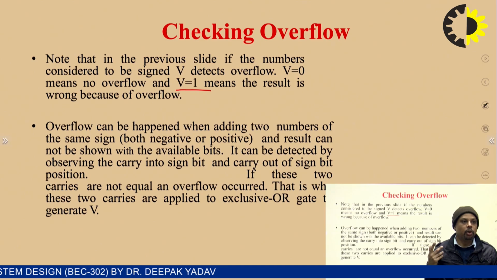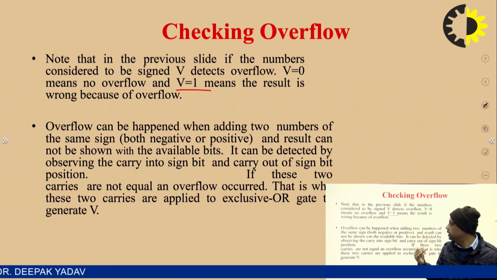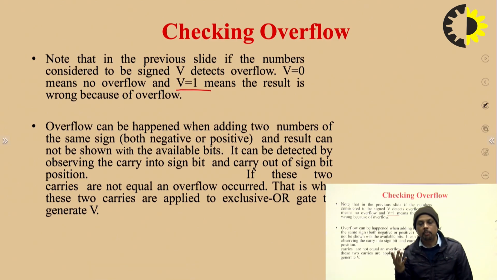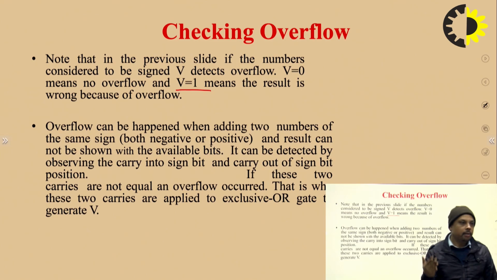An overflow means that the result of the subtraction or addition is greater than the actual size of the number. Let's suppose the size of the number is 4-bit, the result may be 5-bit or 6-bit. So this overflow must be detected, otherwise it can affect the functionality of the adder subtractor circuit.